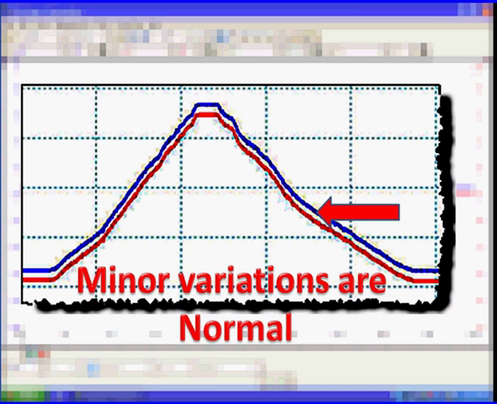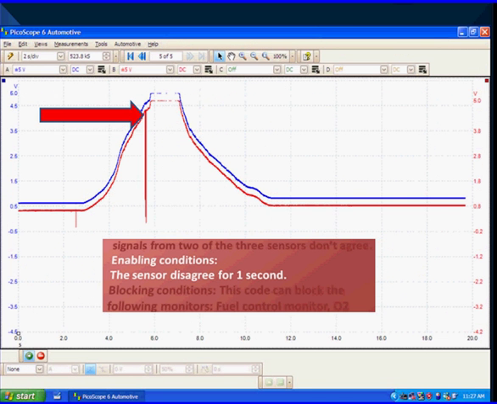This is normal. What you're really looking for is a situation where the voltage goes up like this, and then all of a sudden, only one of the sensors drops down. What just happened here is APP1 dropped down, and APP2 is still high. We have a disagreement on where the accelerator pedal position is in actuality.